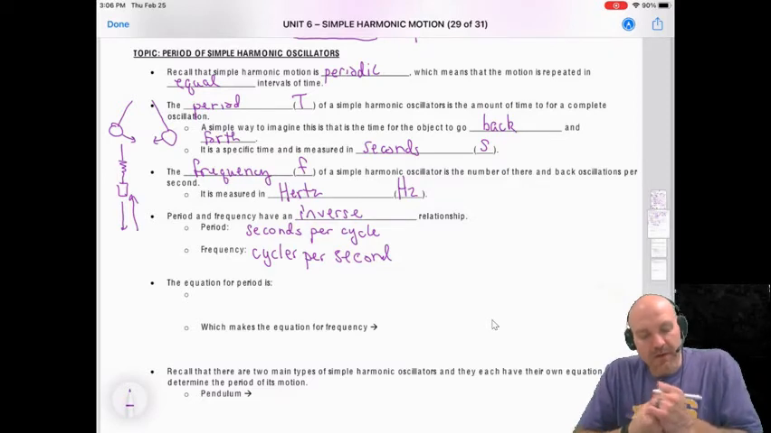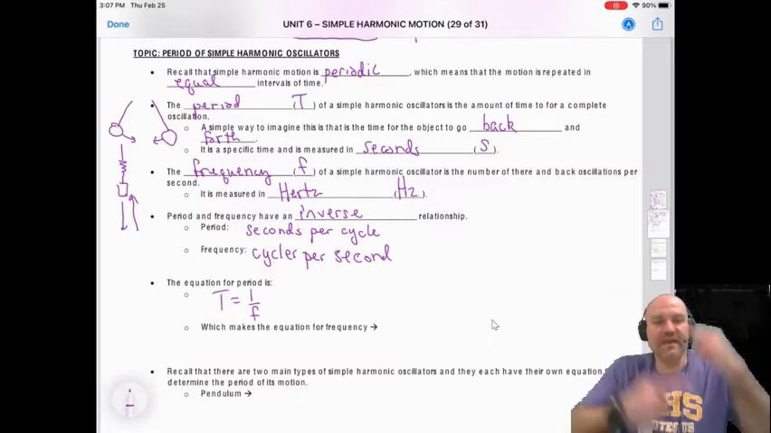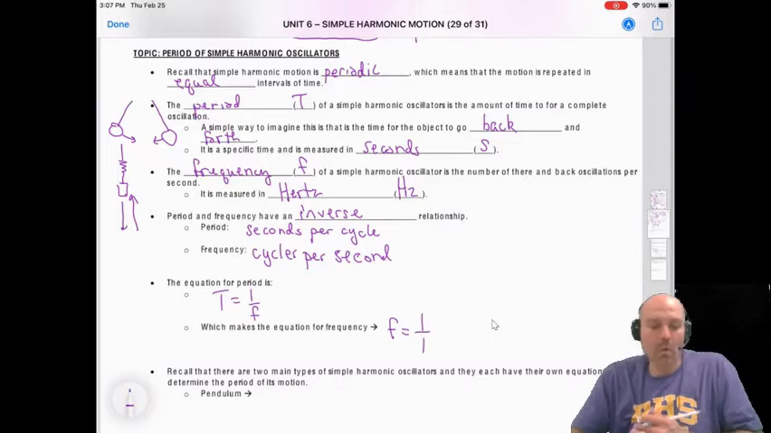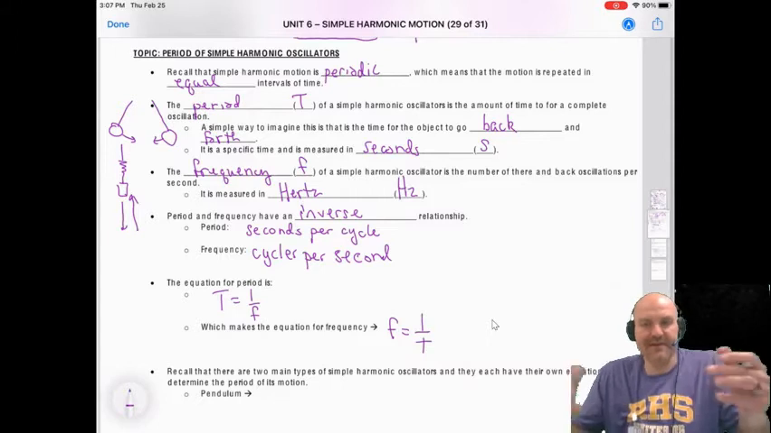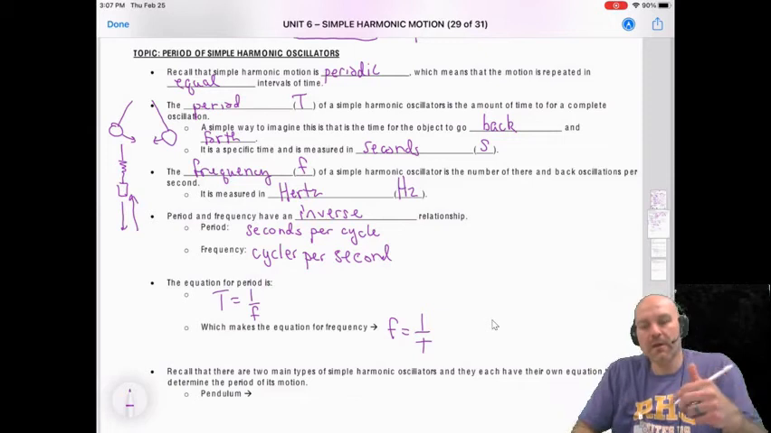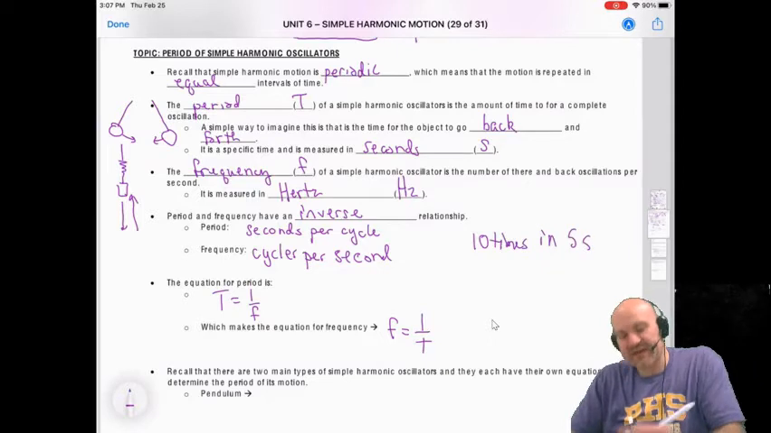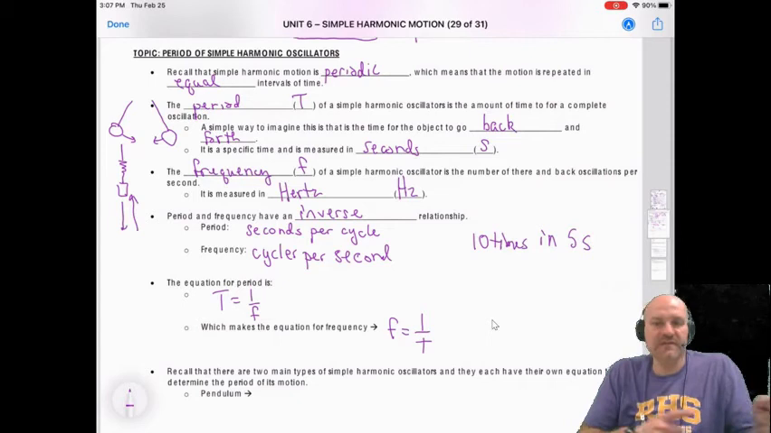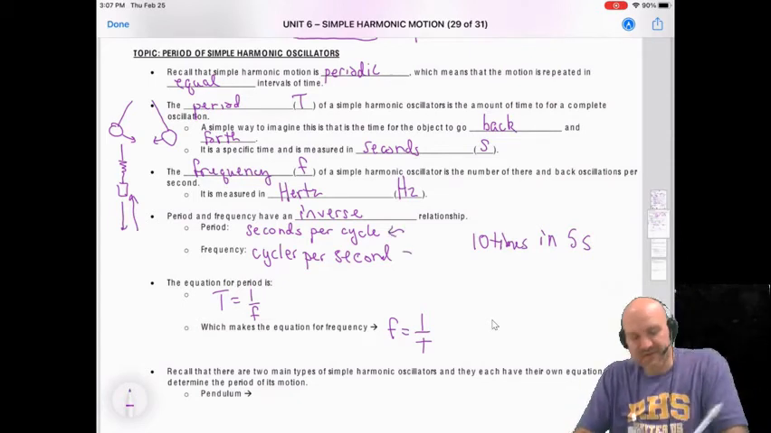Now, the equation for period is simply T equals 1 over f. So it's the inverse, which makes the equation for frequency 1 over T. A lot of times they'll say, let's say, in the water, a buoy bobs up and down 10 times in 5 seconds. If you're given information like this, you can easily find the frequency. You can also find the period, by understanding how these two things work.